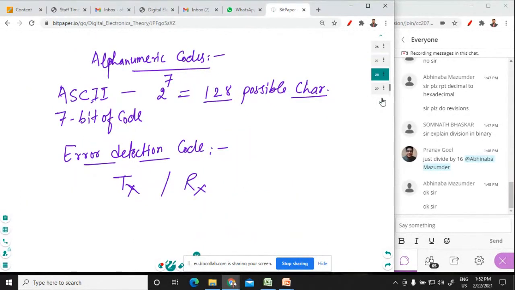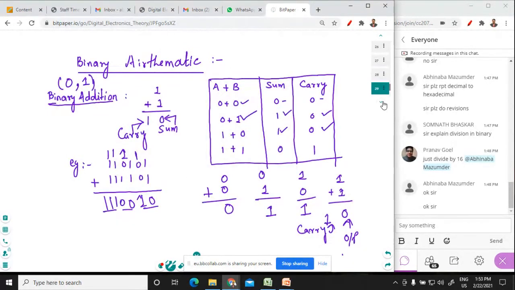Then we have seen alphanumeric codes. ASCII codes can be represented as alphanumeric codes. So 128 possible characters should be there in alphanumeric codes, and a 7-bit code can represent them. When you want to transmit some data, these alphanumeric codes are very essential to transfer the data from one place to another.